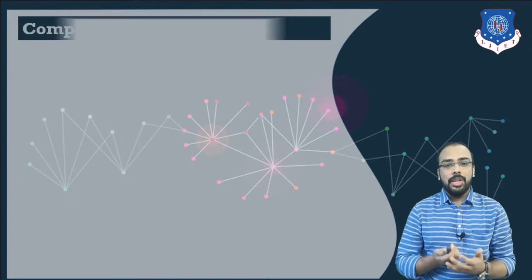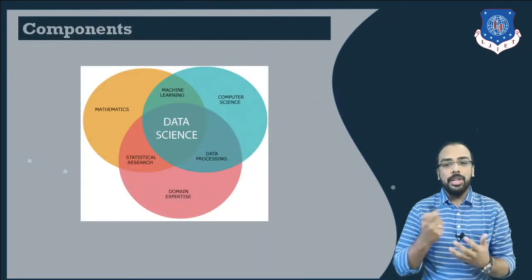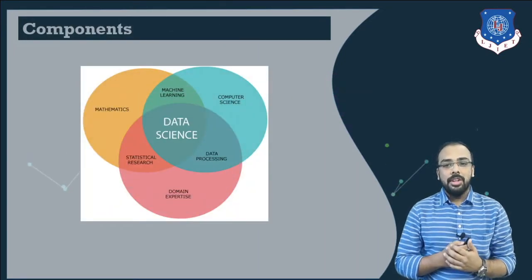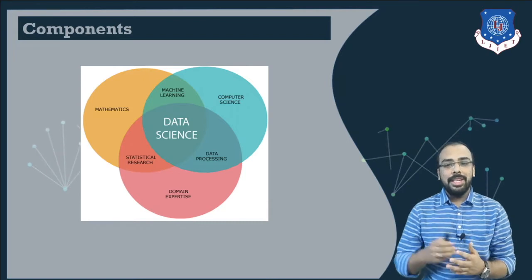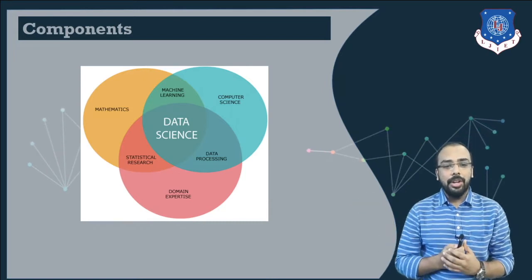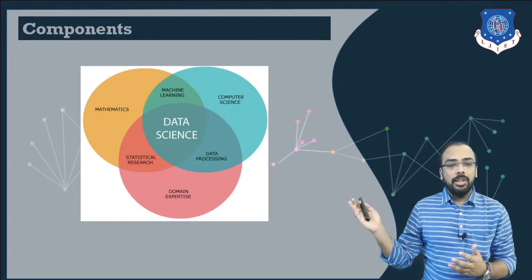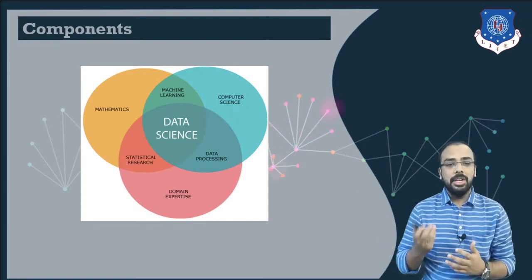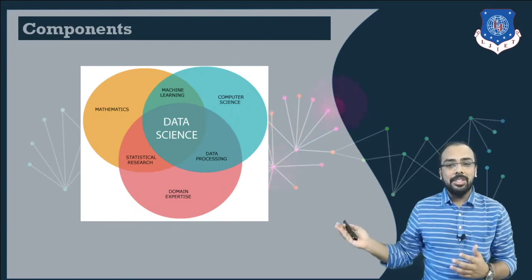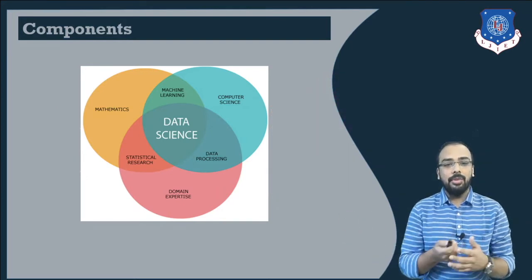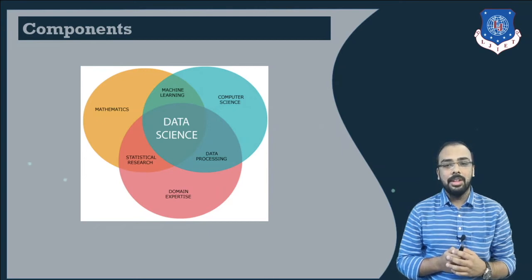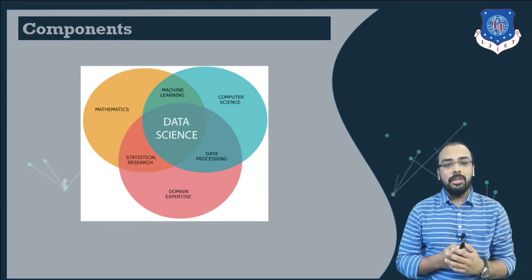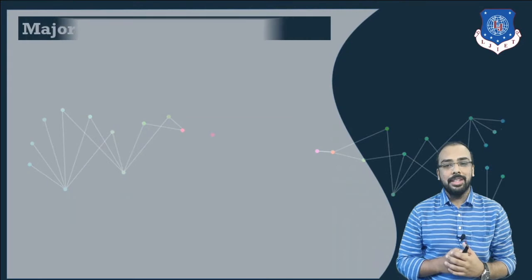Next we are going to explore the components of data science. With the help of a pie chart we can show the components of data science. You can see some of the components here: machine learning, mathematics, statistical research, domain expertise, data pre-processing, and of course knowledge of computer science. Let us move to some of the major components of data science.